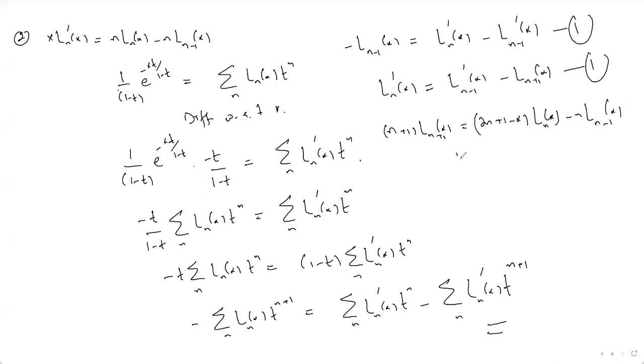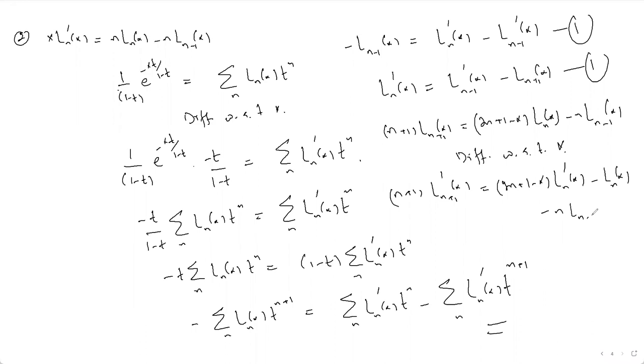Right? इसको आप क्या करेंगे? You just differentiate this with respect to x. इससे क्या होगा? It will be (n+1) L'_{n+1}(x) equal to (2n+1−x) L'_n(x). Again, the another term will be L_n(x) into the differentiation of this thing. So ये यहाँ पे minus 1 आ जाएगा. So it will be minus L_n(x) minus n L'_{n−1}(x). ये स्टेप जरा यहाँ पे पूरा देख लीजिएगा.